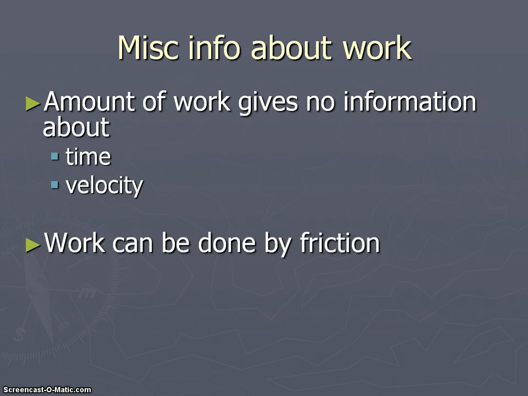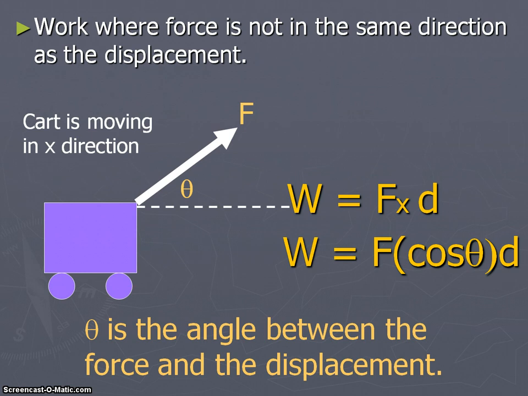It's just a measure of the energy that you're putting into the object. Also, work can be done by friction. So let's say I slide a box across the floor. The box is going in one direction. The force of friction is in the opposite direction. So in that case, friction is doing negative work.